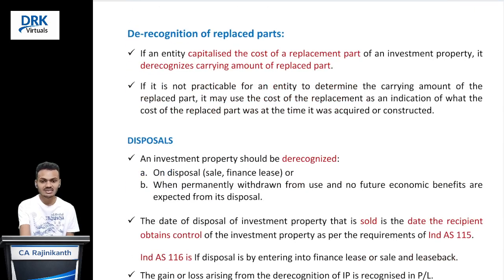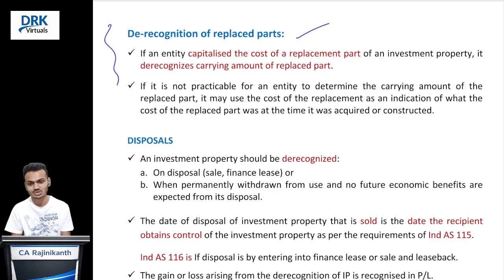And the next one is derecognition of replaced parts. For suppose if we replace any part of our investment property, we should derecognize the carrying amount of that replaced part, and on the other hand we can recognize the cost of the new replacement. For suppose we have one land and some building, and a wall of that building collapsed for some reason, so we are constructing a new wall. The cost of the new wall you capitalize, and the carrying amount of the existing wall you derecognize. So that is the story.